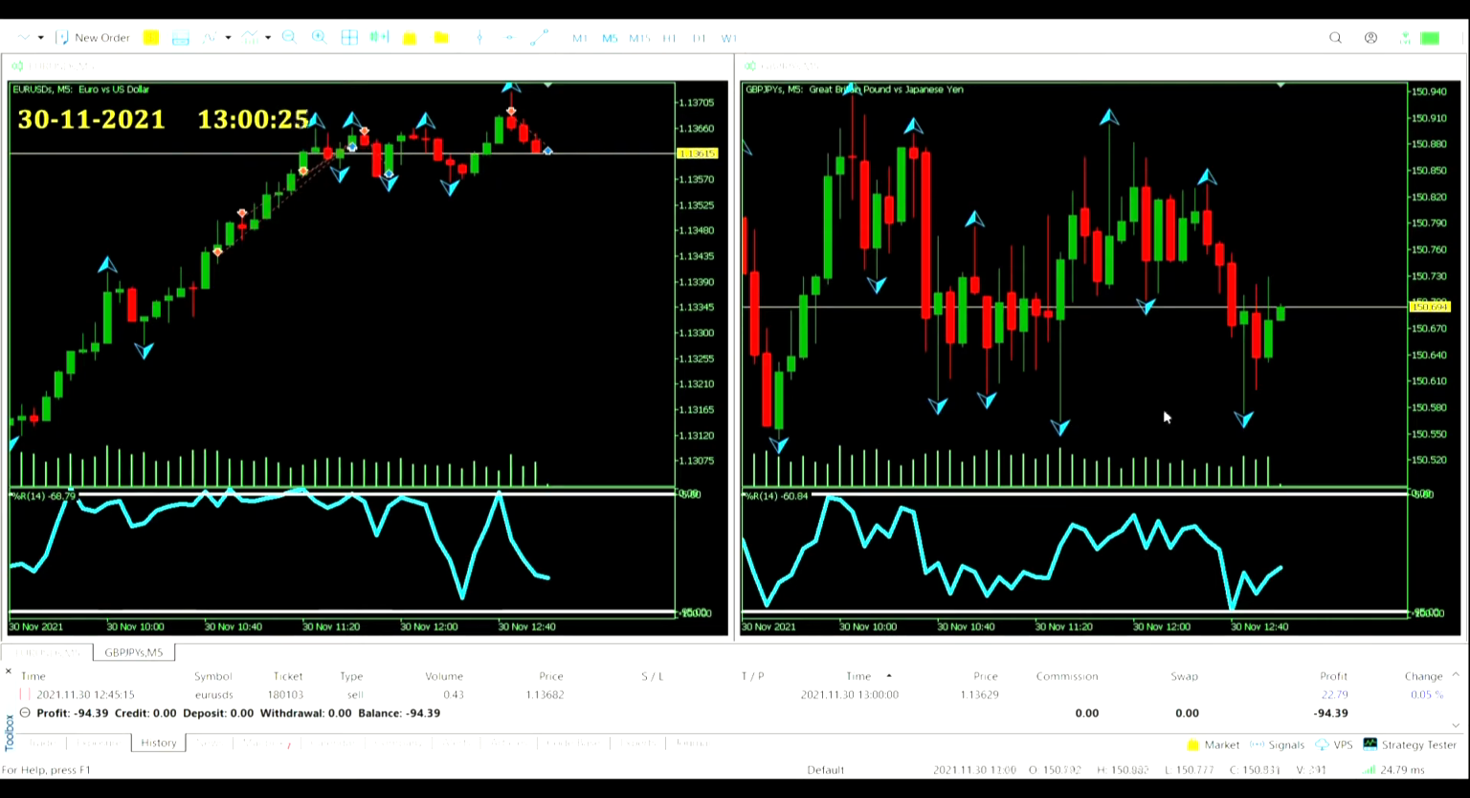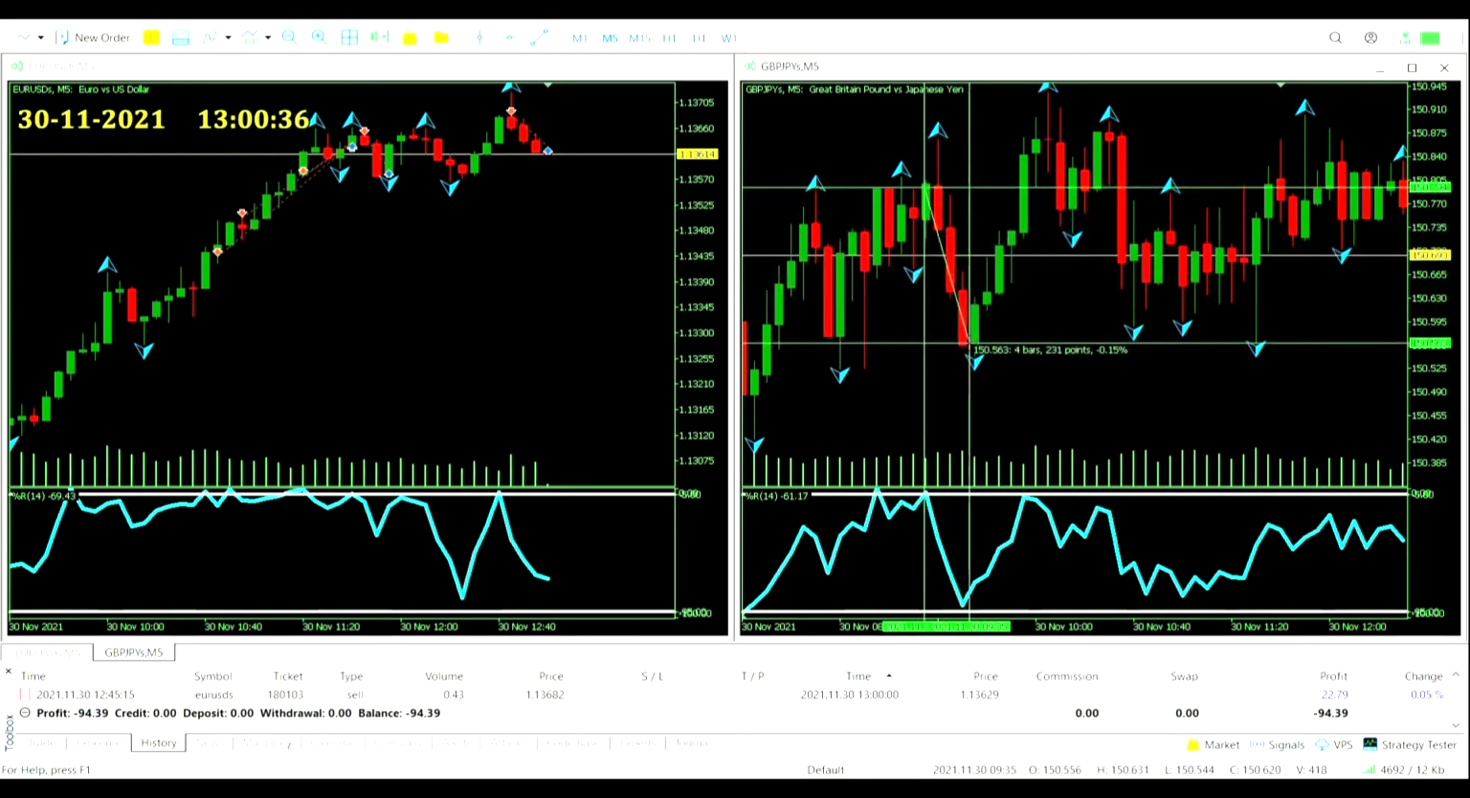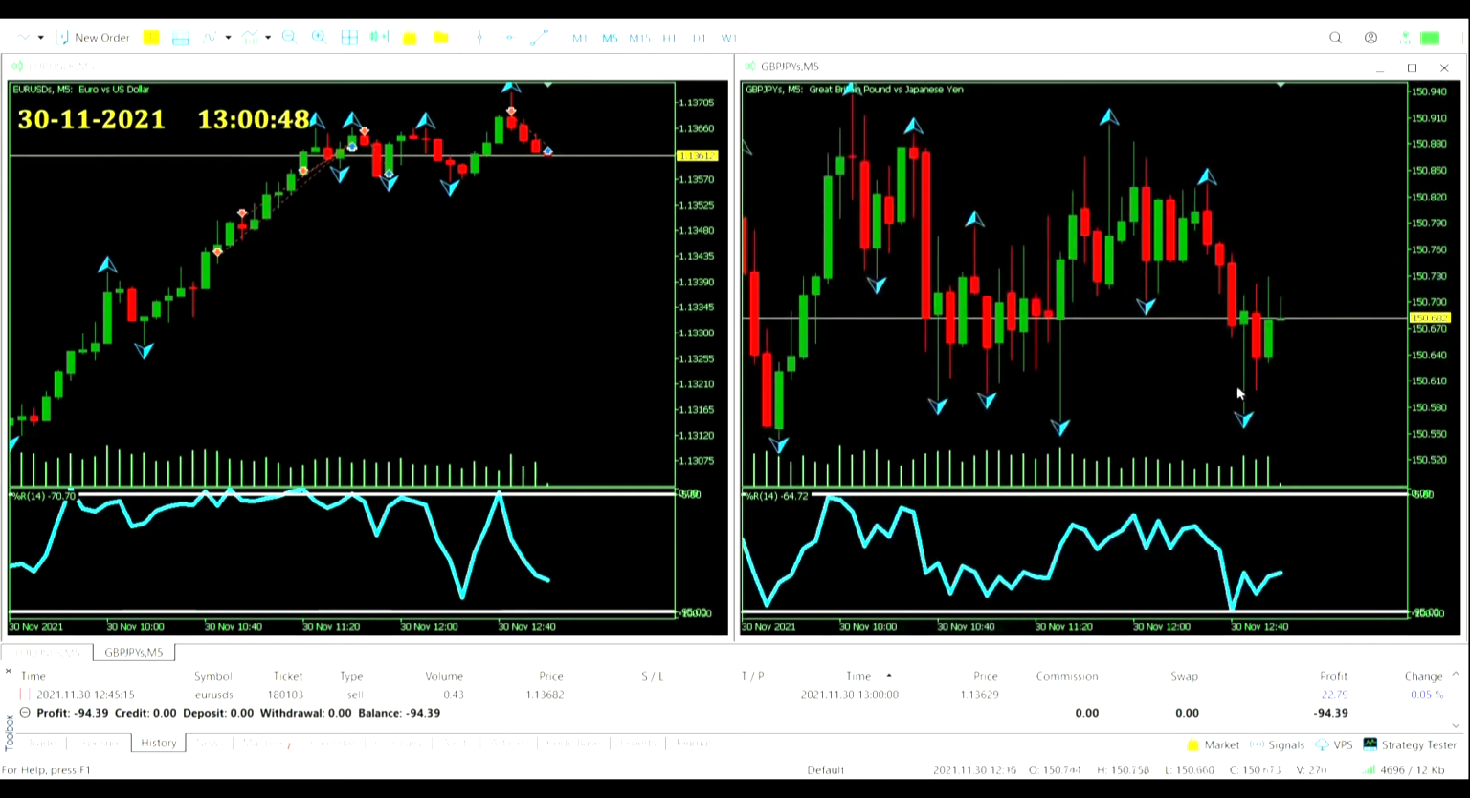$22.79. Still yet to get a signal on the pound yen all morning. It has been a while. In fact, we can see the last signal came about 9:15. That would have been a nice one as well. You'd have made very good money there. Maybe we get another one of those.